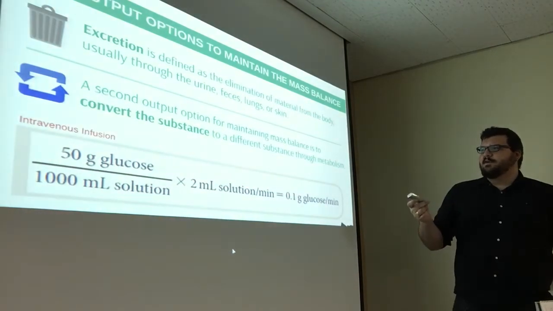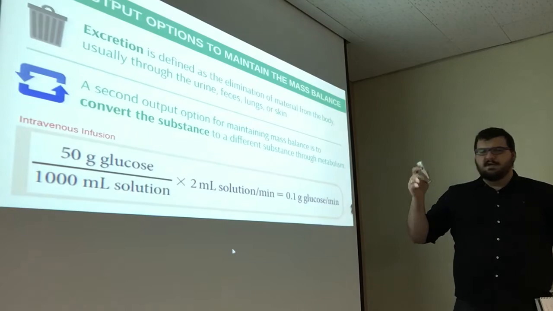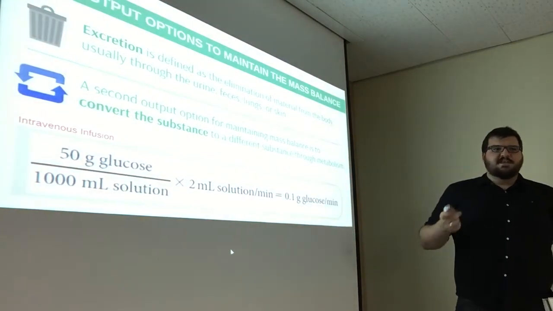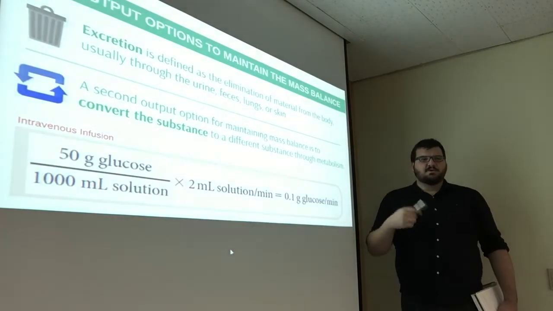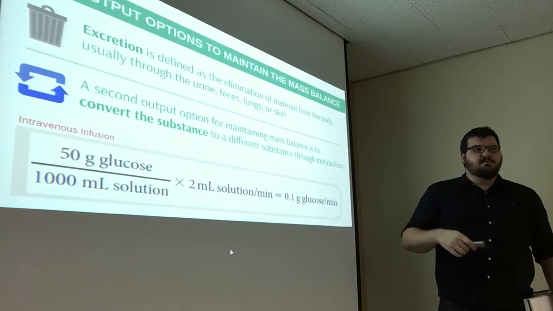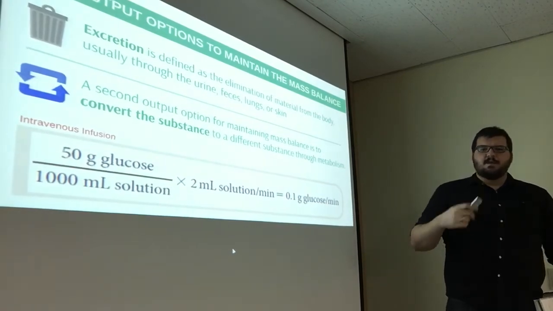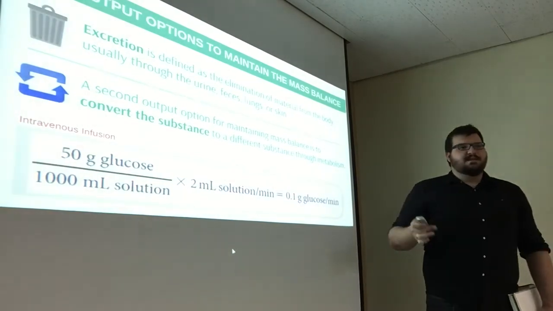Okay, and the second output for maintaining mass balance is to convert the substance to a different substance through metabolism. For example, fat. To maintain the body stable, it needs to convert all the excess into fat, for example. So this will keep the balance.